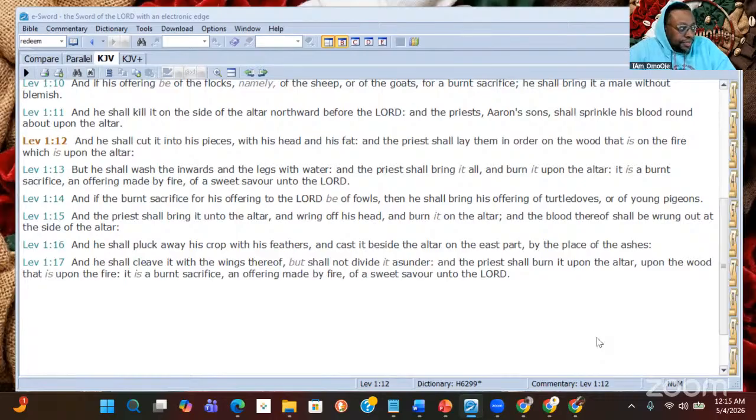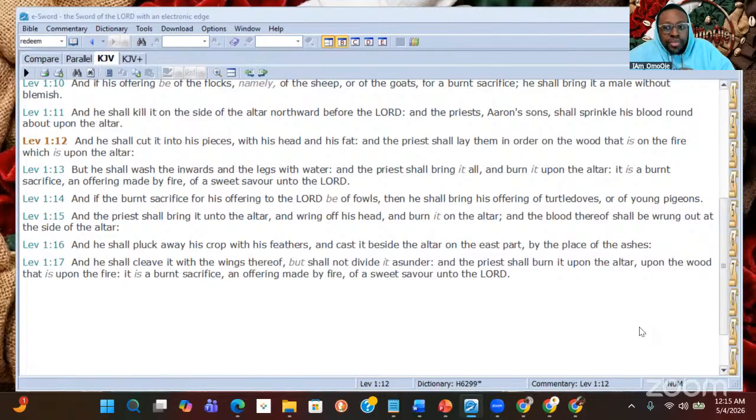And if the burnt sacrifice for his offering to Jehovah be of fowls, then he shall bring his offering of turtle doves or of young pigeons, which was previously directed as well. And the priest shall bring it unto the altar and wring off his head and burn it on the altar. And the blood thereof shall be wrung out at the side of the altar. And he shall pluck away his crop with his feathers and cast it beside the altar on the east part by the place of the ashes.